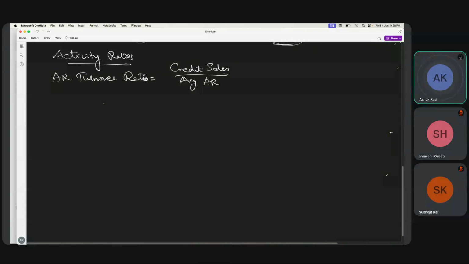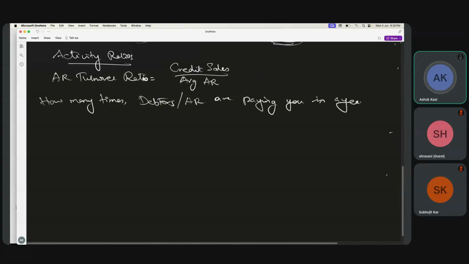What does this mean? This will tell you how many times debtors, sorry, not creditors, debtors or account receivables are paying you in a year. How many times they are coming and paying you in a year?